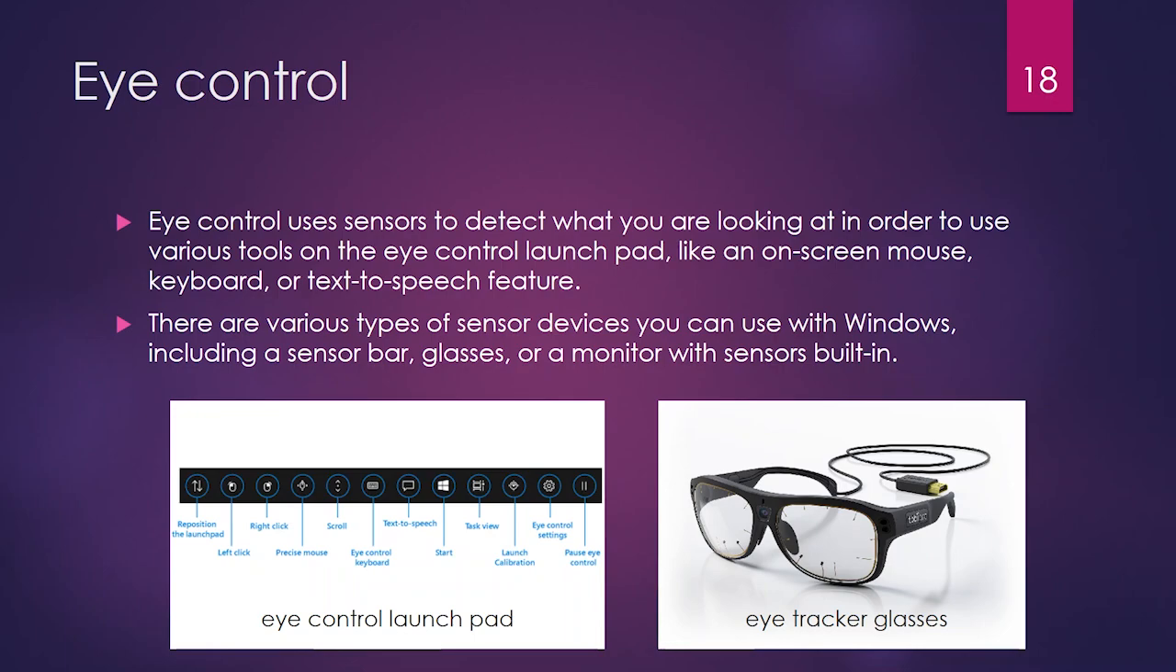There are various types of sensor devices you can use with Windows, including a sensor bar, glasses, or a monitor with sensors built in. So on the left side here, we have what the eye control launchpad looks like. You see all the options available to you. And on the right, we have an example of the eye tracking glasses. You can kind of see there's little sensors all around the rims, but otherwise there are other options as well, like they say the sensor bar or a monitor with sensors.